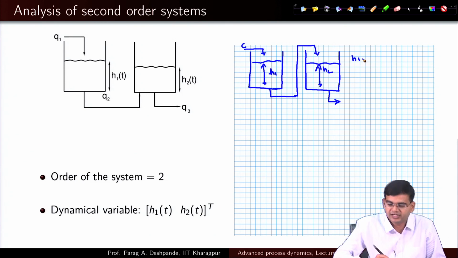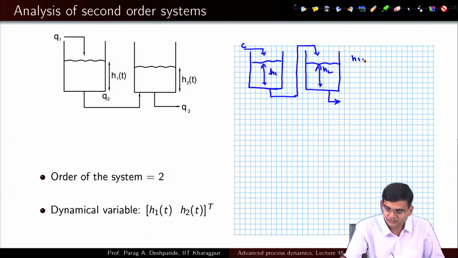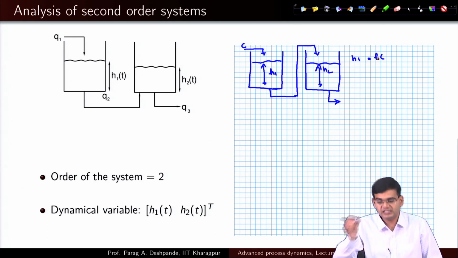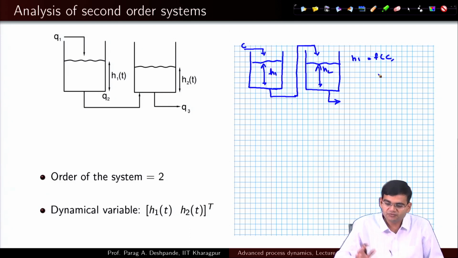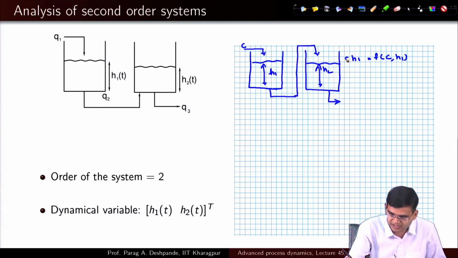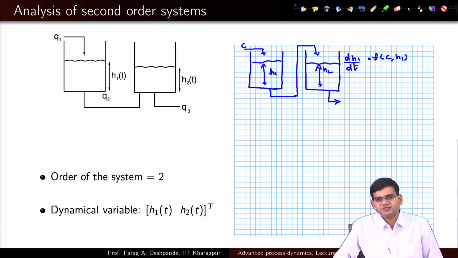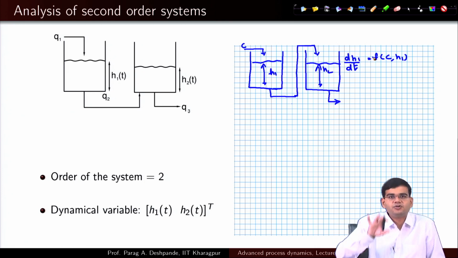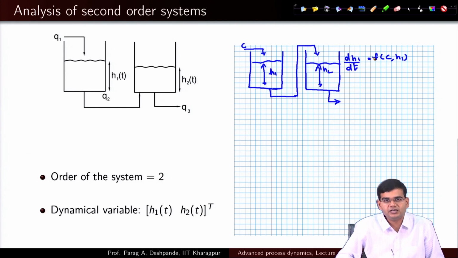H1, the liquid level in the first tank, would be a function of what? It would be a function of C, definitely, nothing to argue about that. It would also be dependent upon H1 itself, right. Let me write dH1 by dt, the time rate of change of H1. So, the time rate of change of H1 will depend upon H1, and it would also depend upon the input, okay.